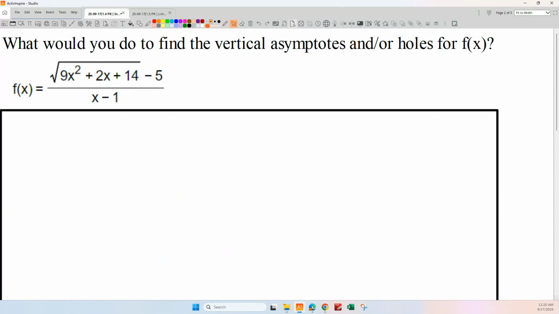Okay, what would we do here to locate any vertical asymptotes or holes?